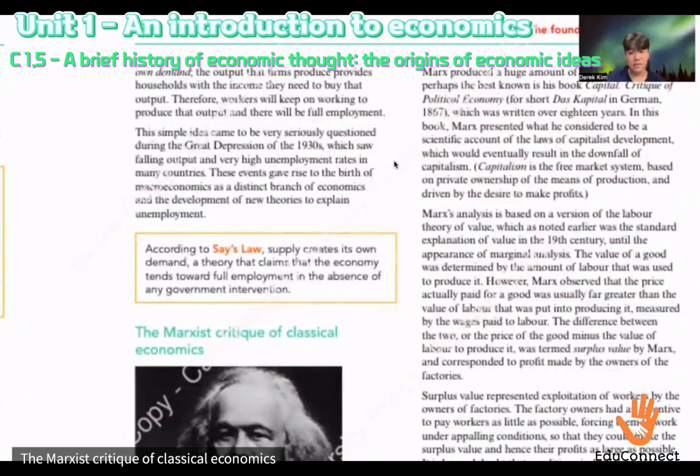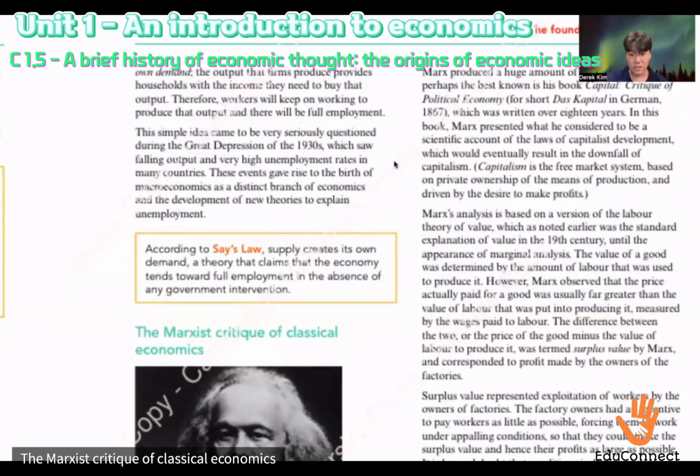Capitalism is a free market system based on private ownership of the means of production and driven by the desire to make profits. Marx's analysis is based on a version of the labor theory of value, which, as noted earlier, was a standard explanation of value in the 19th century until the appearance of marginal analysis. The value of a good was determined by the amount of labor that was used to produce it. However, Marx observed that the price actually paid for a good was usually far greater than the labor value that was put into producing it.